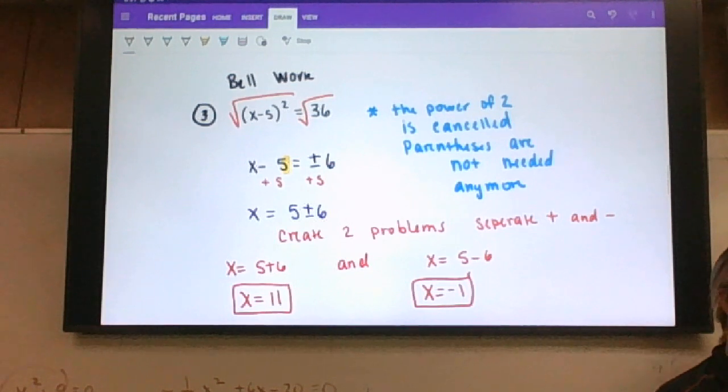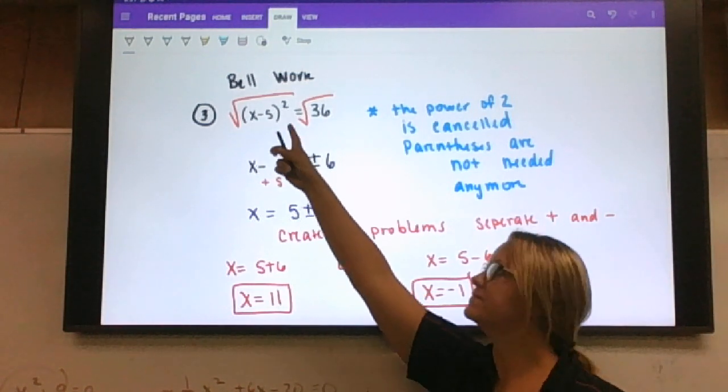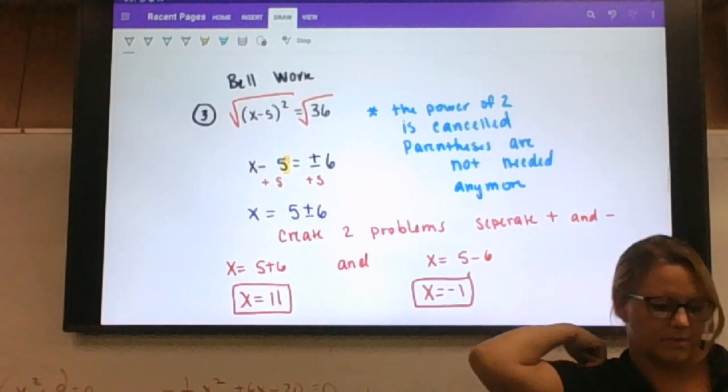Show a thumbs up if you've done a problem like number 3 before. Right. It looks kind of like vertex form. So something to think about.